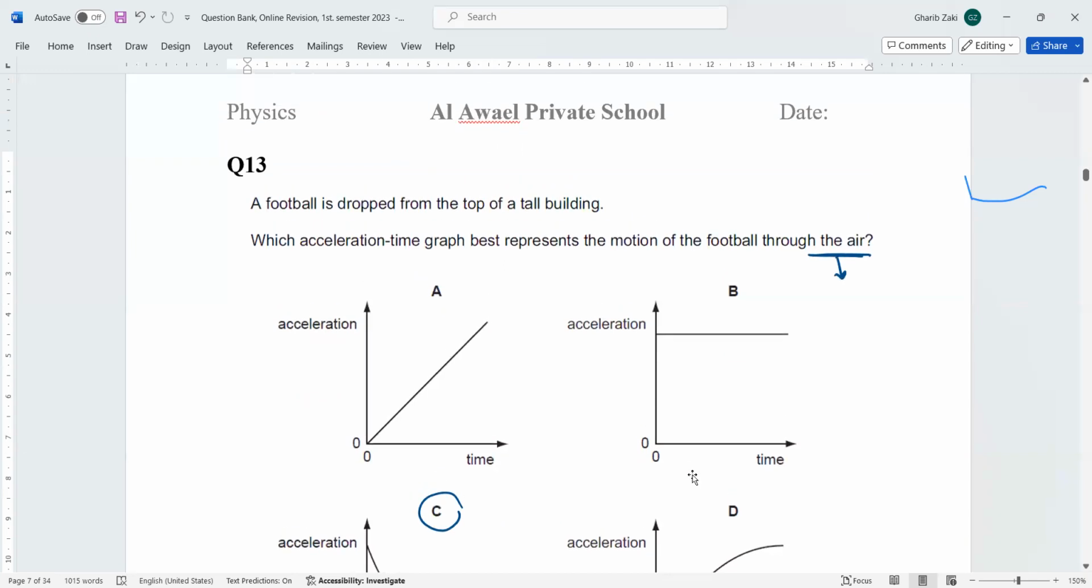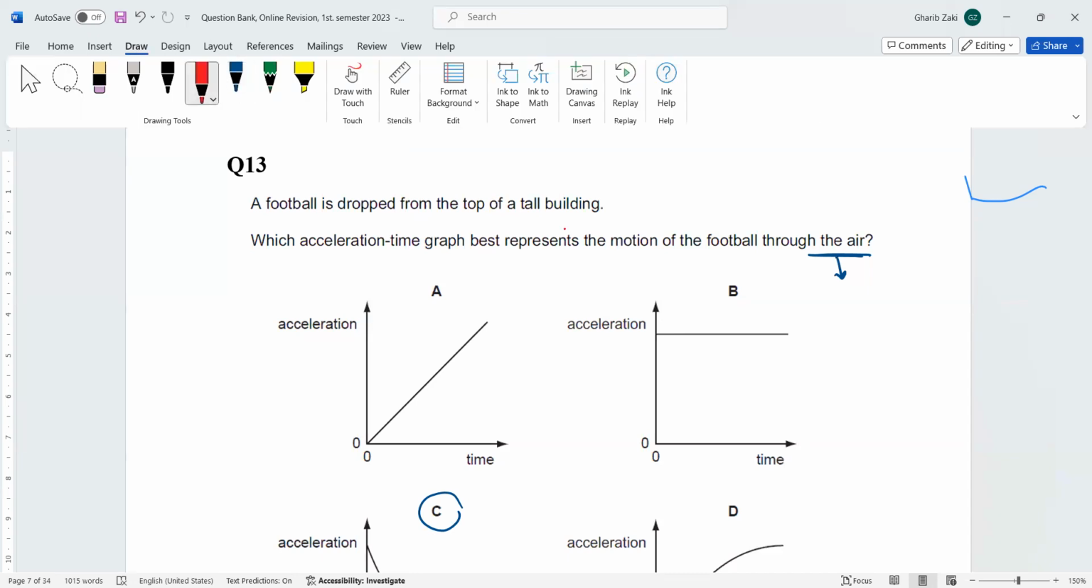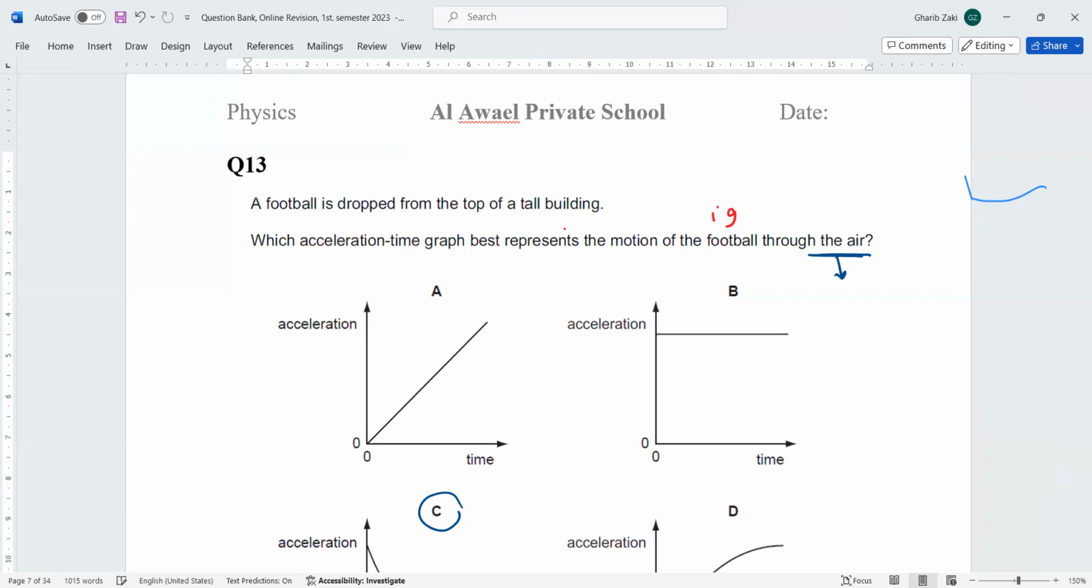But if we change this and say ignore air resistance, now think, what will the answer be? If we ignore air resistance, the acceleration will be constant. Then the correct answer will be D, because if there is no air resistance, the acceleration is constant. Yes?